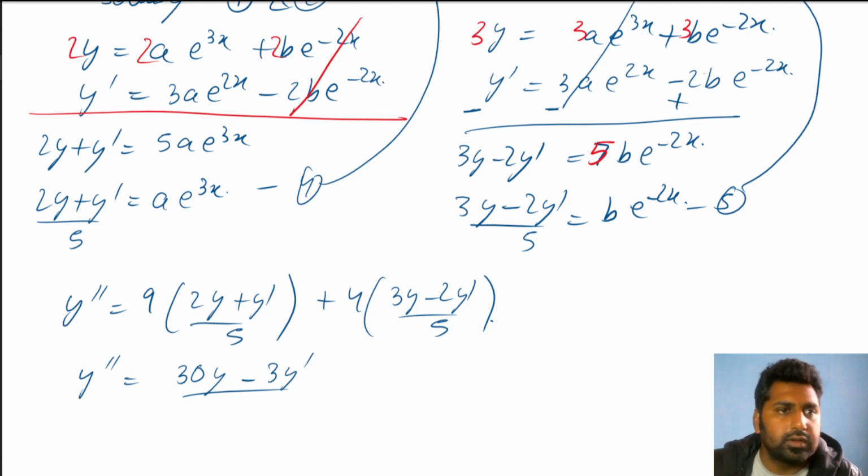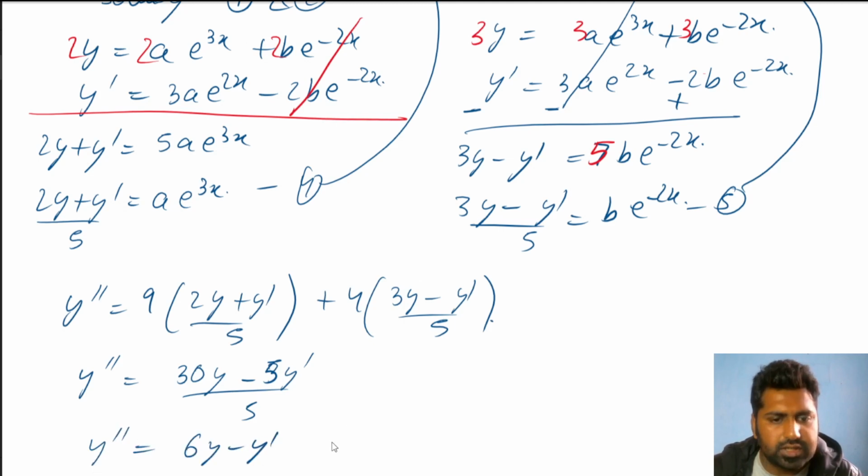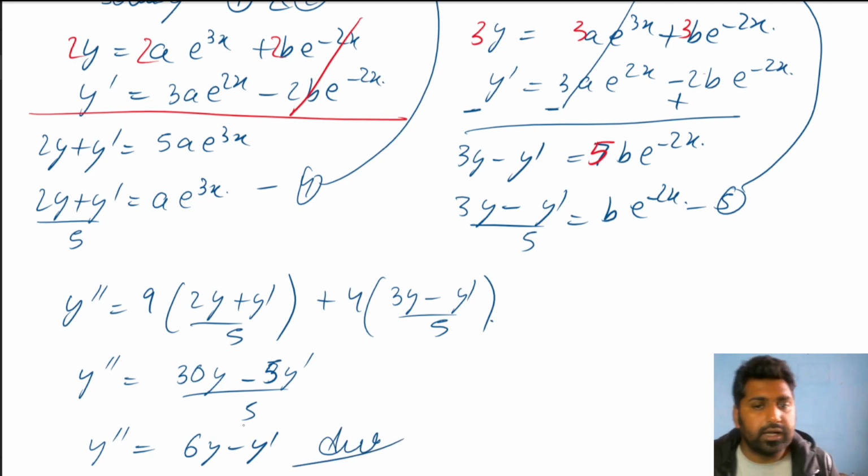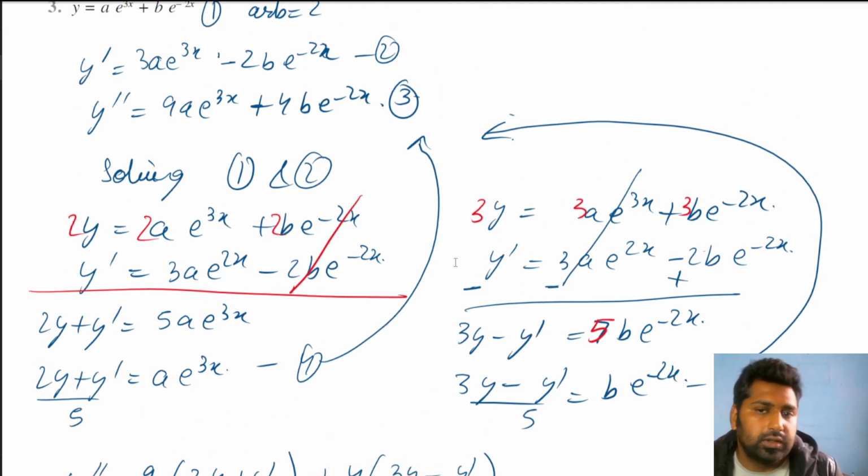This is also wrong. This is not 2y. This was y, no? Now it's correct. So 9 minus 4, 5 upon 5. So basically y double dash is 6y minus y dash. That's your equation. So yes, very different idea, very unique in a way.